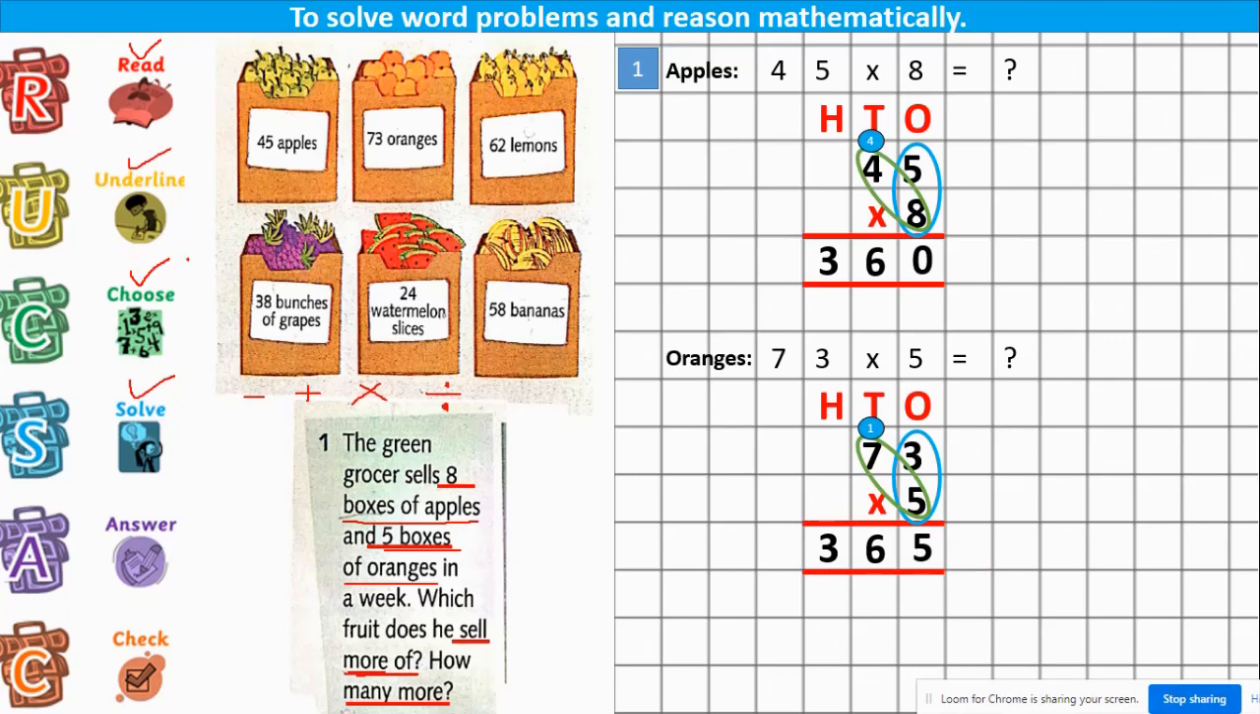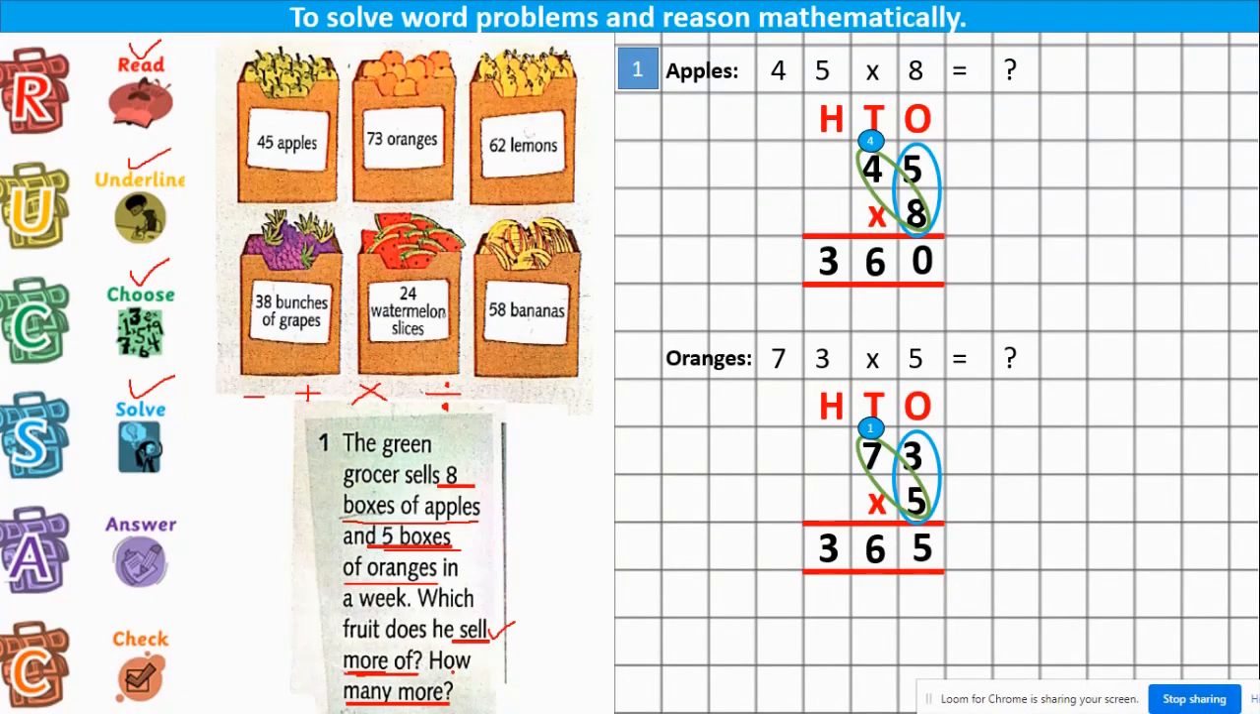Okay, so we have chosen the correct mathematical operation and we have solved these two. But have we answered the question yet? Let's check again. Which fruit does he sell more of? Do we come to know which fruit he has sold more of? Yes. Which one? Oranges. Because 365 is more than 360. So we have answered one part of the question.